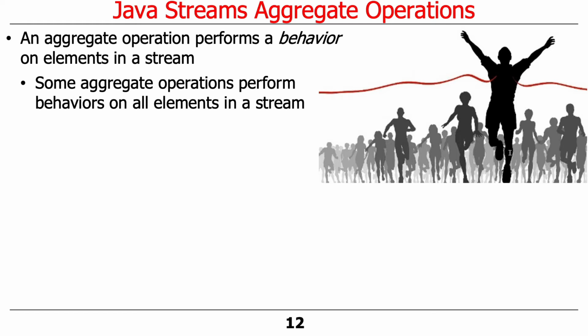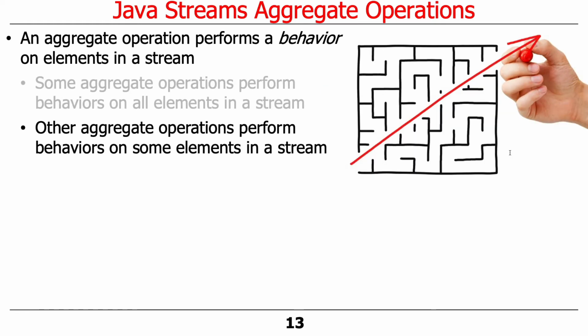Some aggregate operations in a stream will perform the behaviors that they're given on every element in a stream. And that's what's typically called run to completion. So it runs until it's done processing all the elements. Other aggregate operations perform the behaviors on some elements in a stream. And these are sometimes called short-circuiting operations. So they don't go the whole way. And there's really good reasons not to do that. So we'll talk about operations shortly, things like limit or skip. They don't look at every element in the stream.